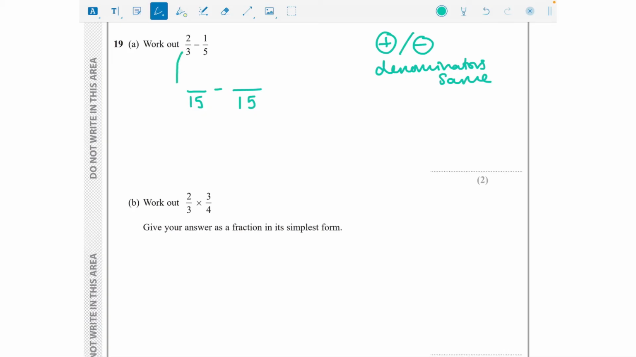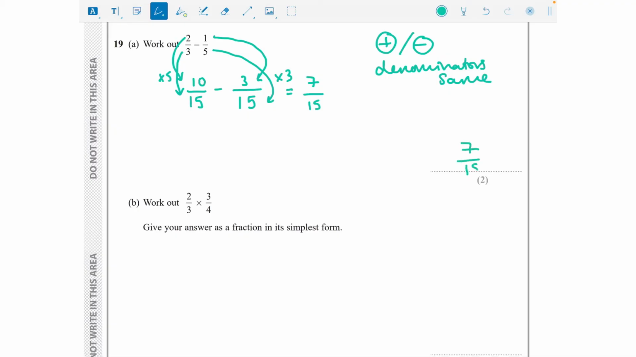What have we done to this fraction to make it out of 15? We've times by 5. And again, we need to times the top by 5 to keep that fraction equivalent, and that is 10. On the second fraction, we've multiplied it by 3 to make the denominator 15, so I need to do the same to the top. 1 times 3 is 3, and now that the denominators are the same, I can do 10 take away 3, which is 7. So 7 out of 15 would be our answer. Always check that that can't be cancelled down, but here we've got no common factors of 7 and 15. They're not in the same times table for anything other than 1, so that would be our final answer.